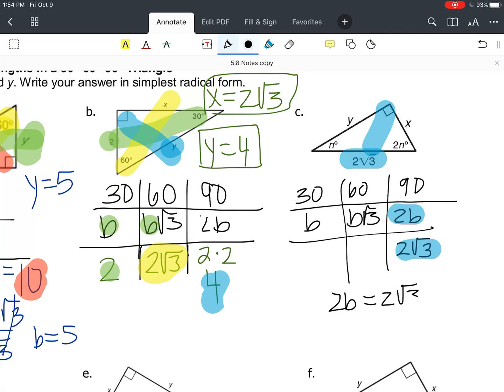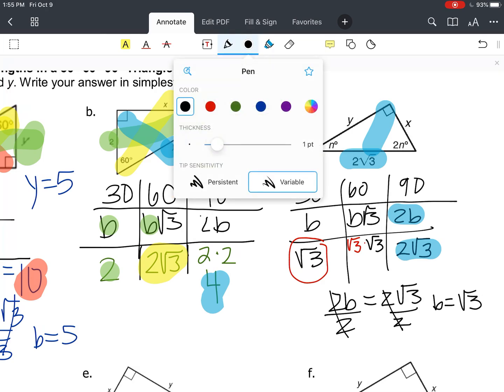So what this is saying is 2B equals 2 root 3. So let's set them equal and solve for B. I'm going to divide both sides by 2. The 2's cancel on both, so I'm going to be left with B equals root 3. So I can go ahead and fill that in under 30. It's going to be root 3. Now, to fill in under 60, it's going to be B root 3. Well, I just said B was root 3, so B root 3 is going to be root 3 for B times root 3.